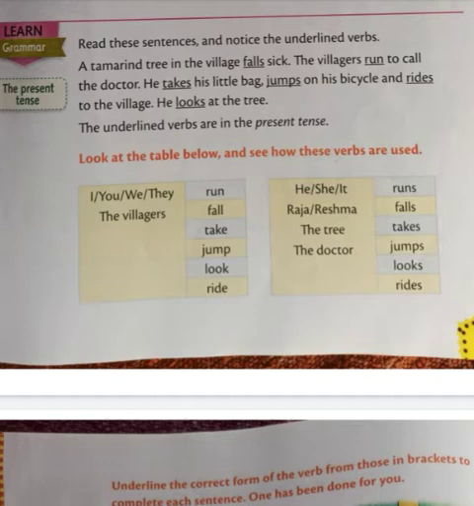When we are speaking in present tense, sometimes we will use s with the verb, like here you can see the verb with s. Why is the addition s used with the verb? Because the subject is singular, tamarind. Now here villagers is the subject and it is in plural form. So when the subject is in plural form, the verb will be used without s.